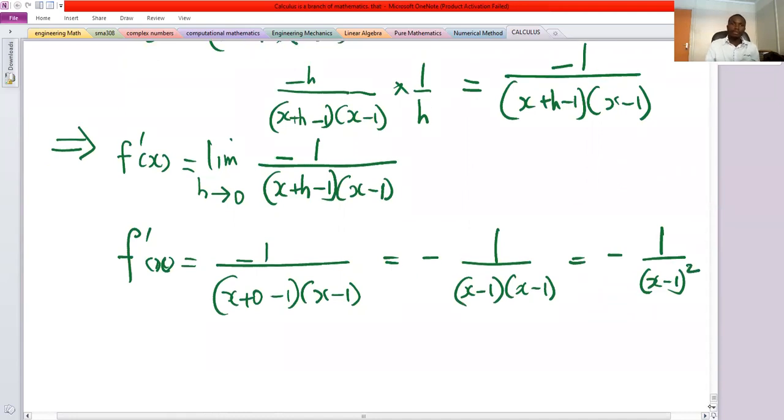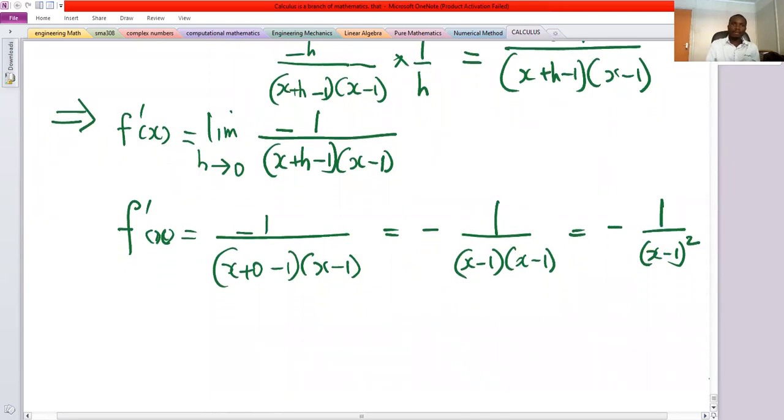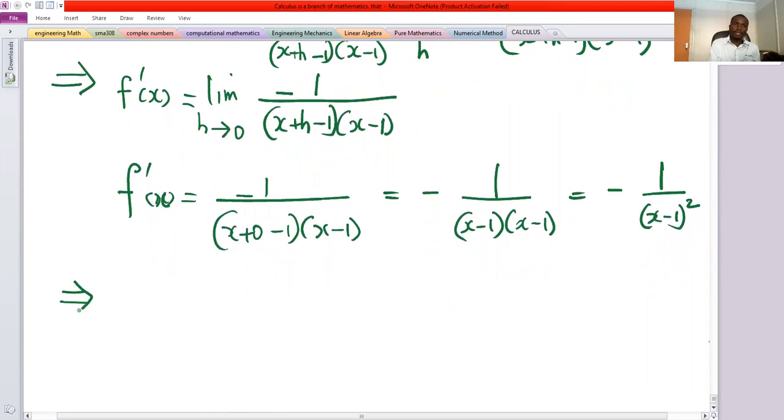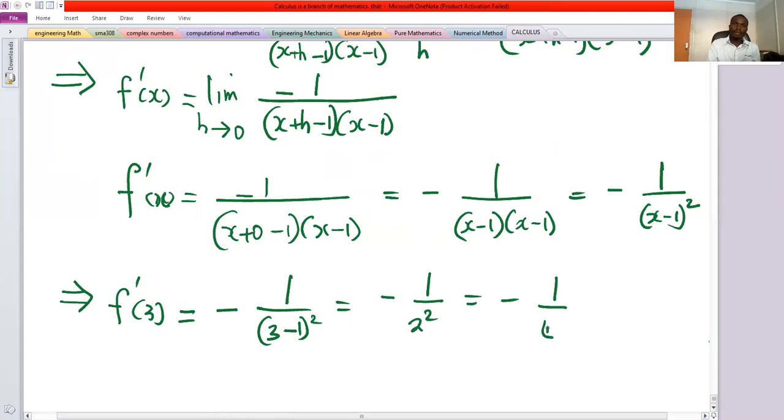Now, they also wanted us to find the value of the derivative at 3. So this implies f prime of 3 is negative 1 over 3 minus 1 squared. It will be negative 1 over 2 squared, which is negative 1 over 4.